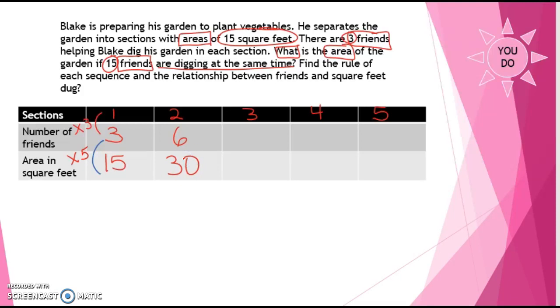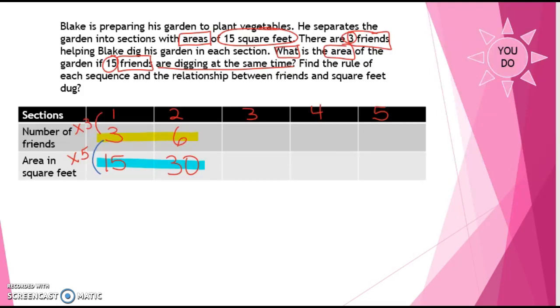Okay? Now you can keep going with this relationship, or what you can now recognize is the relationship across, the relationship here and the relationship here. So you could have either kept going with the relationship between sections and number of friends, or the relationship between number of friends and square feet. I'm going to go ahead and finish out the chart by using the sequence rules.